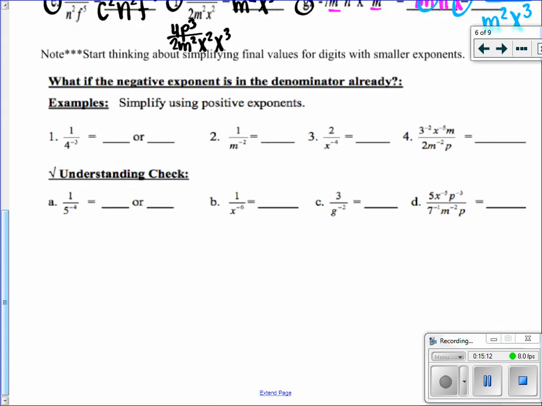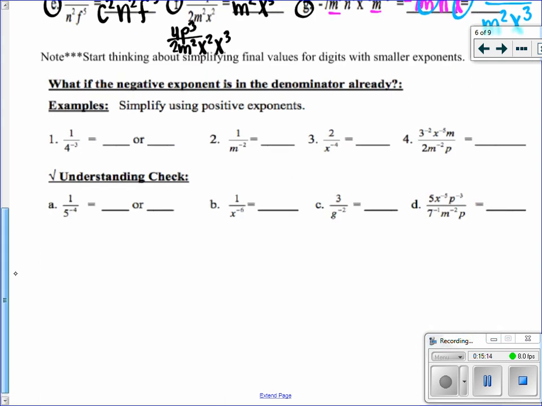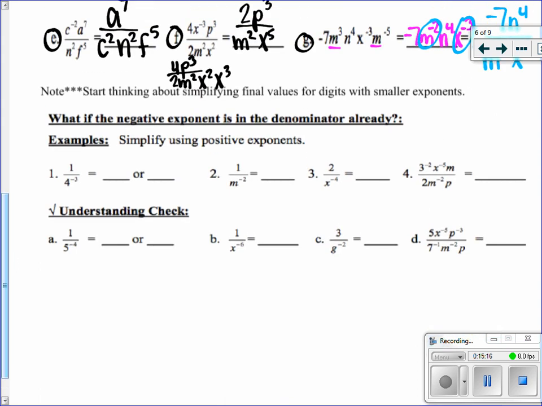Okay. Look at the bottom. So we haven't seen any of these yet. What happens if the exponent with the negative is in the denominator? We've talked about it, but we didn't do any problems yet. Move it up. It just moves up. So this will be 4 to the third. Nothing's left on the bottom, so that's over 1, which just means 4 cubed.